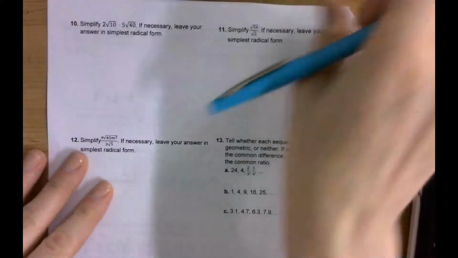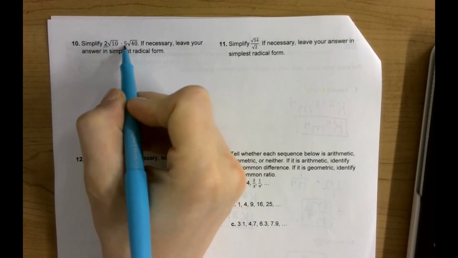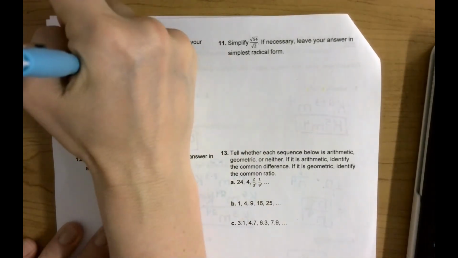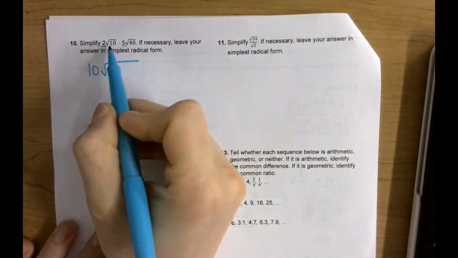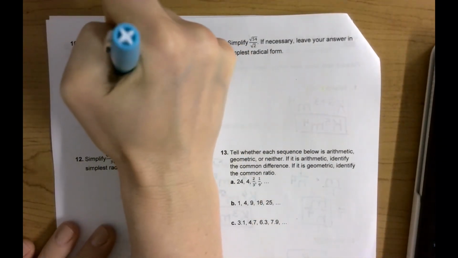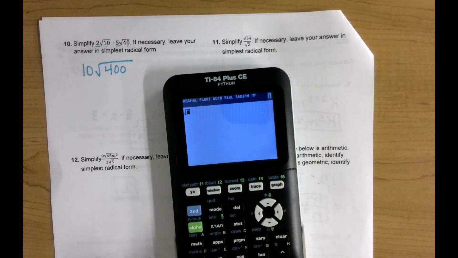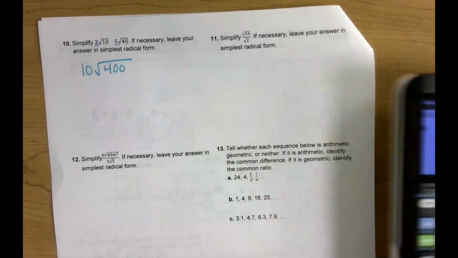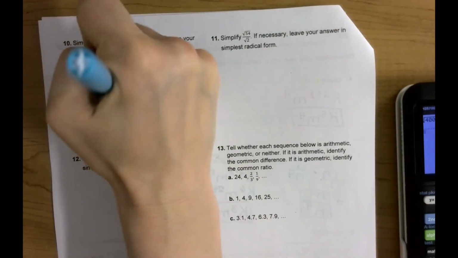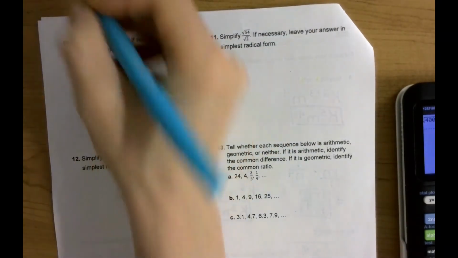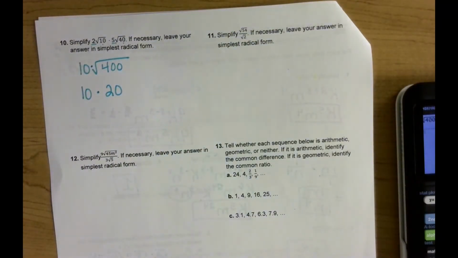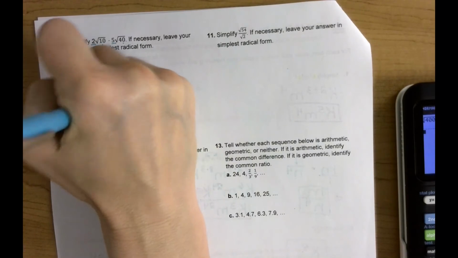Next page, number 10. Now we're multiplying with radicals. When you're multiplying, you multiply the number in front, the coefficient. 2 times 5 is 10. Then we multiply the radicands. 10 times 40 is 400. The square root of 400 is a perfect square. And remember, use your calculator to test. Square root of 400 equals 20. So 10 times 20, because remember, when they're right next to each other, this is like multiplication. And 10 times 20 is 200. That is our answer.